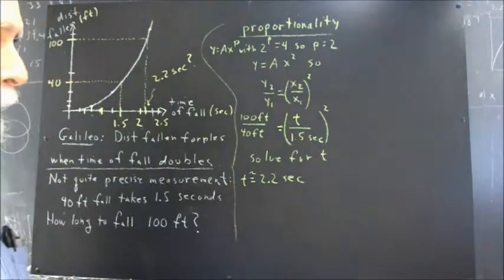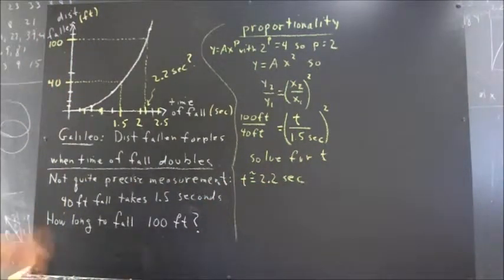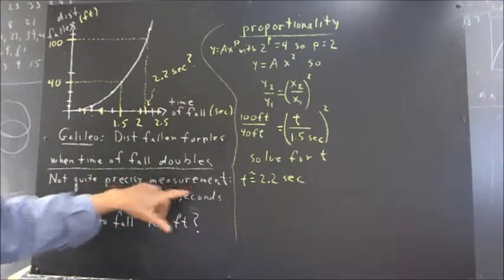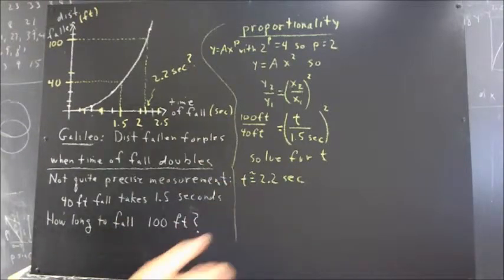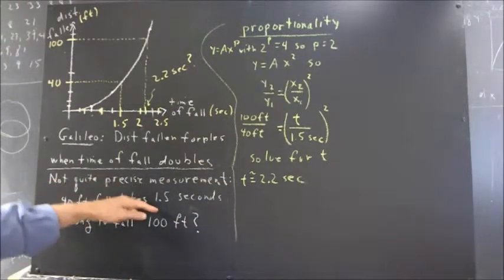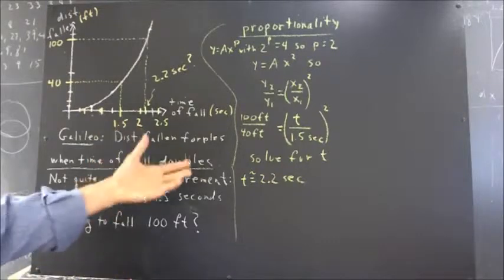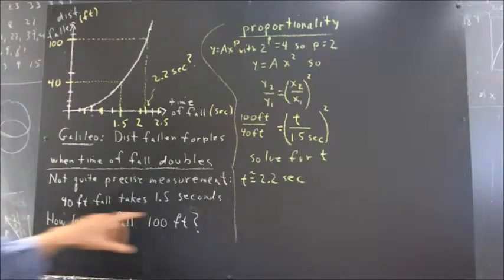Now you can do a more accurate solution. You could get this down to several decimal places, but remember that our 40-foot fall was not quite a precise measurement. If we time that with a stopwatch, it's hard to time something as short as 1.5 seconds with a whole lot of precision unless you're very, very well practiced. If you time it by counting 1001, 1002, you're even less precise. So I don't know how this was timed.